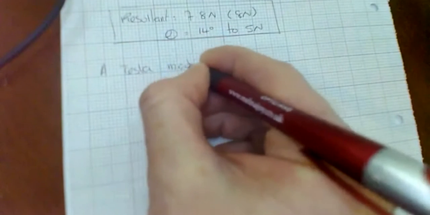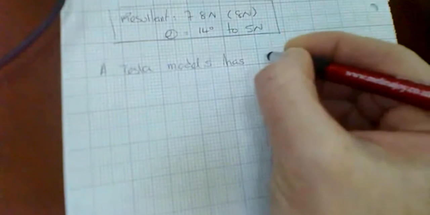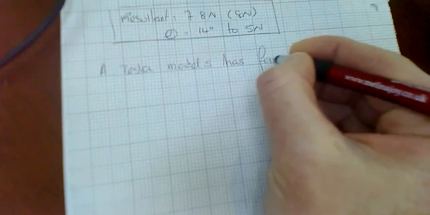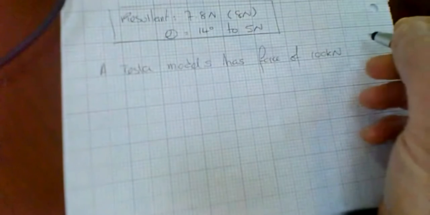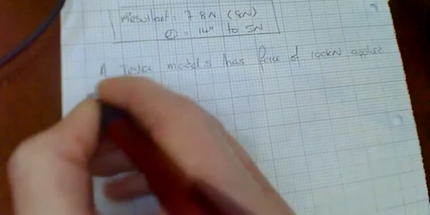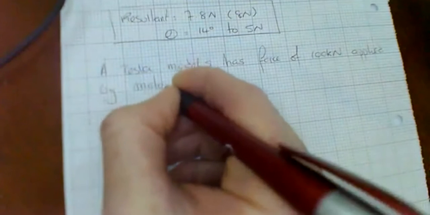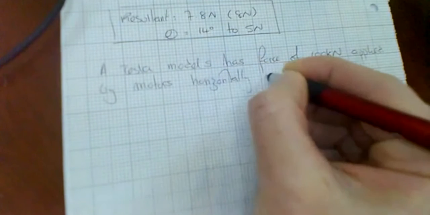Now, let's take an example. Let's say a Tesla car, Model S, has a force of 100 kilonewton, 100,000 newtons applied by the motors horizontally forwards.